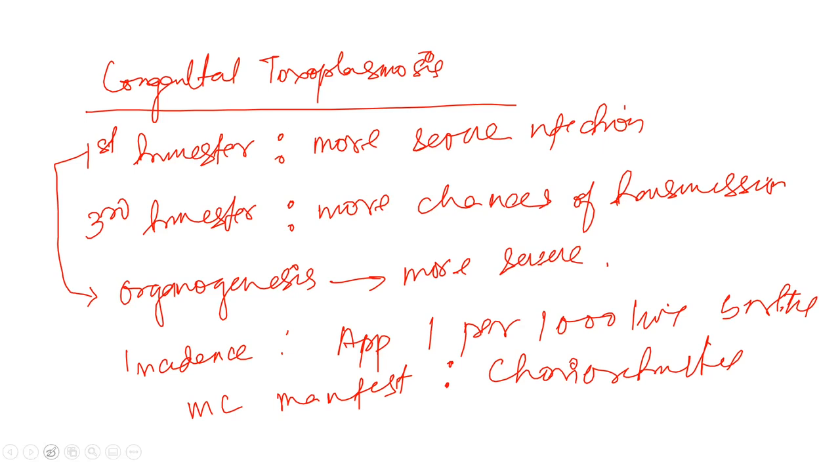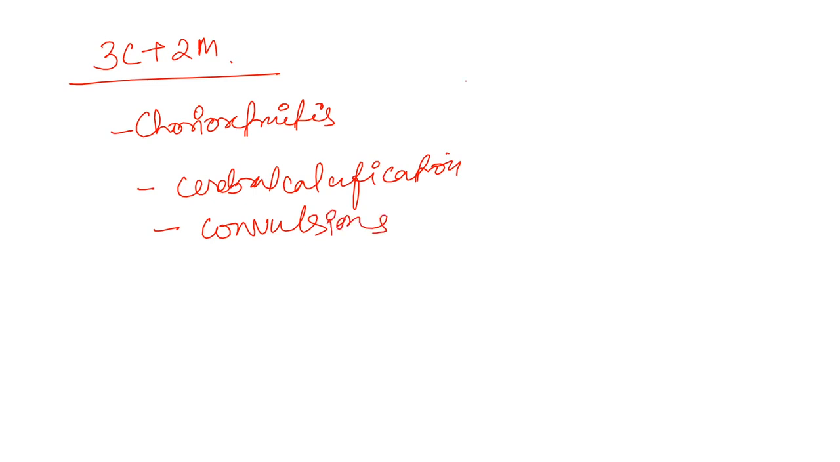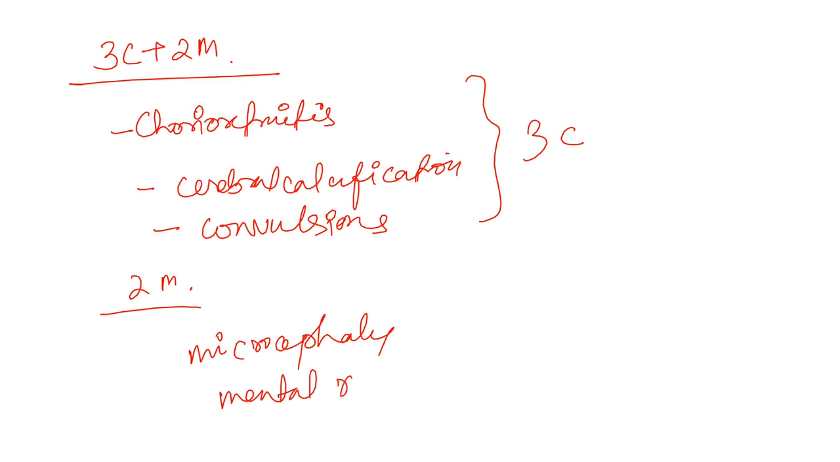So these manifestations, we study them as 3C plus 2M. Number one is chorioretinitis. What is chorioretinitis? We'll be studying it. Then cerebral calcification, then convulsions. So these are the 3 C's. Now the 2 M's: microcephaly. What is microcephaly? Small head. Microcephaly and mental retardation.